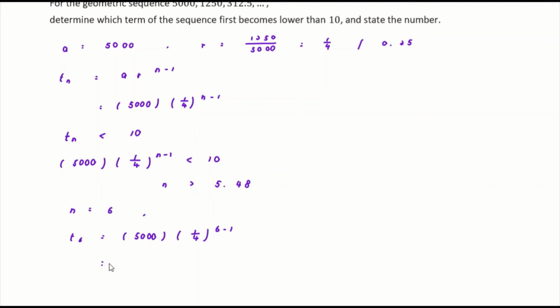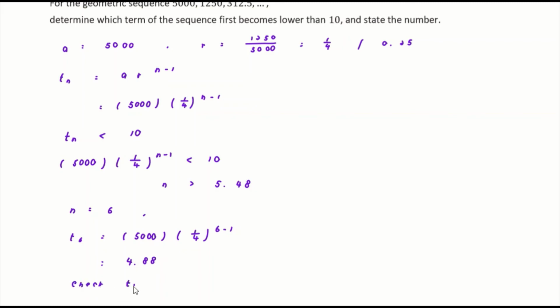So multiply 5,000, then you can get 4.88. Okay, so the number is very logical. This is a number that's lower than 10, right? Like what I said previously, we can always try to find out the previous term to see whether this answer is correct or not.